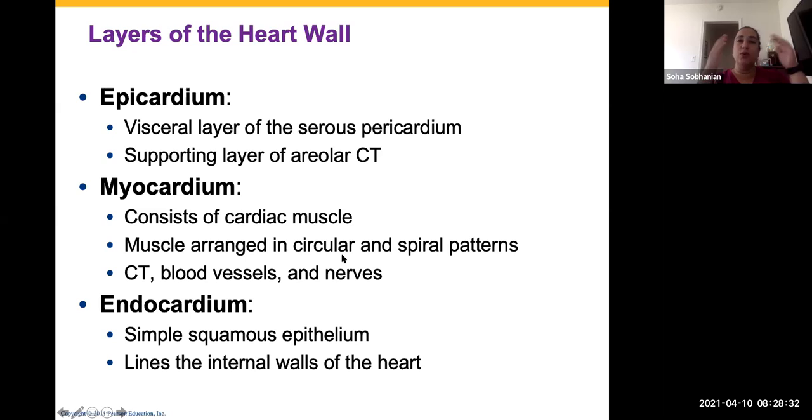And the innermost lining, the one that comes into contact with the blood inside your heart, is called the endocardium, which is what I wrote in the chat box again. It is made up of simple squamous epithelium. It's a very thin layer, and it's literally lining the cavity of the heart.